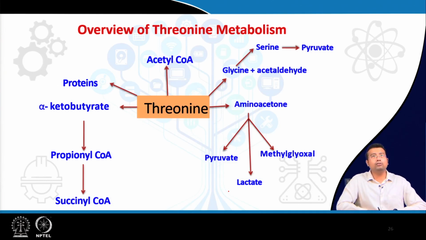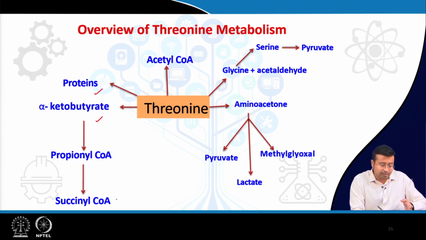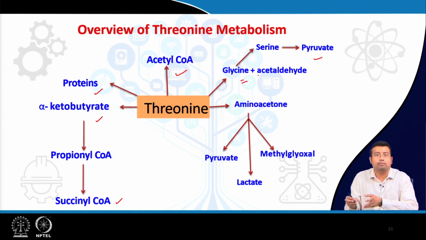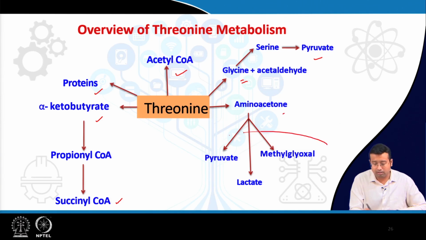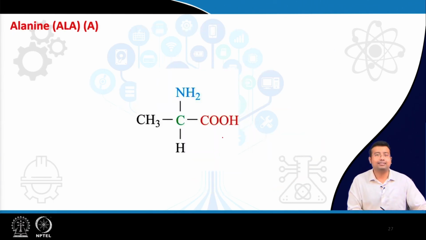So, this is the overview of threonine metabolism. Threonine is converted to protein. It can be converted to alpha ketobutyrate and then succinyl CoA. It can be converted to acetyl coenzyme A. It can be converted to serine and then pyruvate. It can be converted to glycine, and it can also be converted to aminoacetone in prokaryotes, and all these intermediates like methyl glyoxal, pyruvate and lactate.